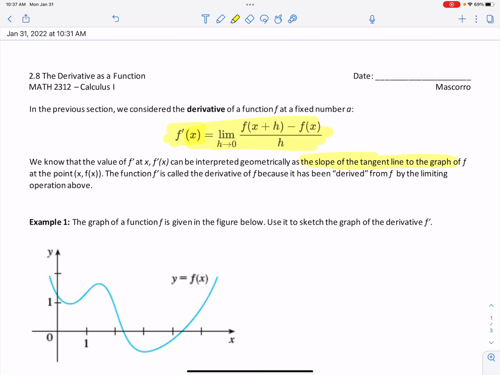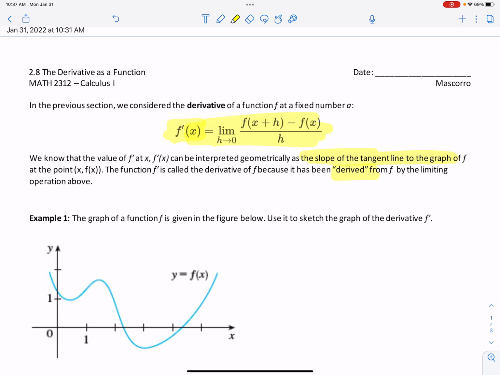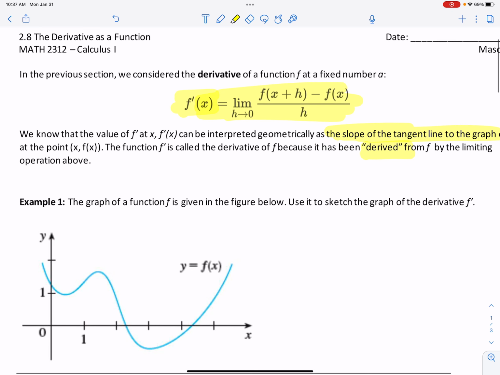And the reason why it's called the derivative, well, this derivative function, we've created a function, we call it the derivative function, is because it's been derived from our function. Okay, we've used our function and we're deriving something from it. That's why it was called derivative. Okay, from the limit operation above.